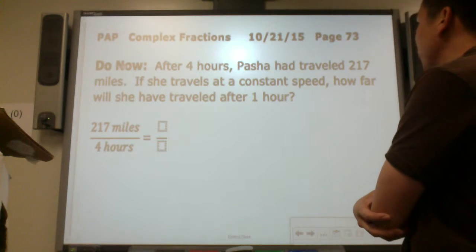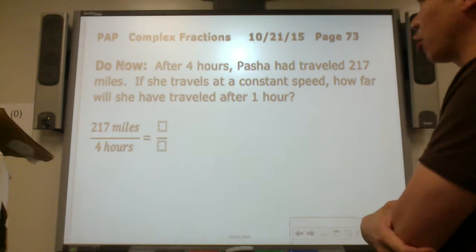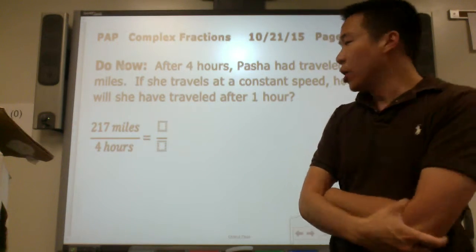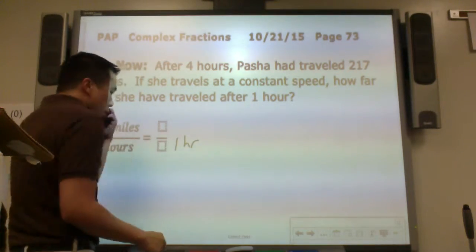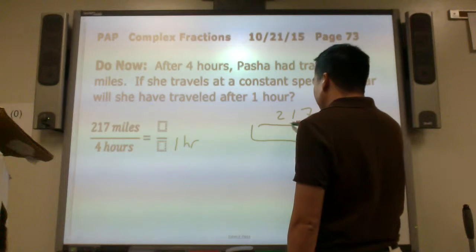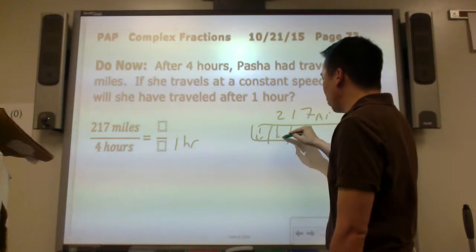After 4 hours, Pasha had traveled 217 miles. If she travels at a constant speed, how far would she have traveled after 1 hour? So this is rates or unit rate, because I want a denominator of 1. I would like to know this. There are two ways you can do this. You can do it with the bar diagram if you would like. I have 217 miles. I need to break it down for every 1 hour.